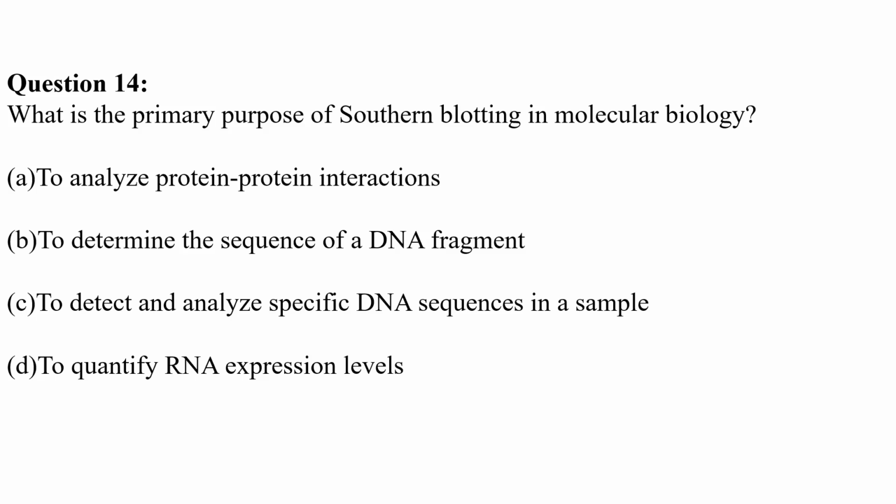What is the primary purpose of the southern blotting in molecular biology? Option A, to analyze protein-protein interaction. Option B, to determine the sequence of the DNA fragment. Option C, to detect and analyze specific DNA sequence in a sample. And option D, to quantify RNA expression levels. The correct answer is option C, to detect and analyze specific DNA sequences in a sample.